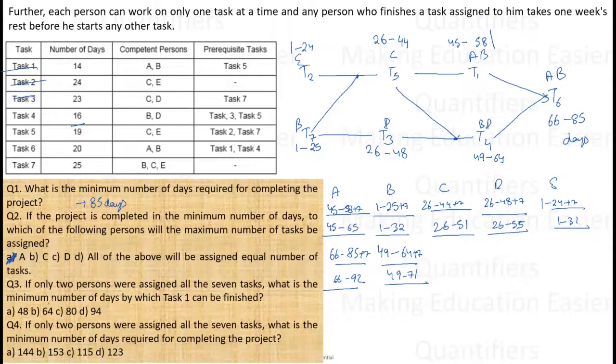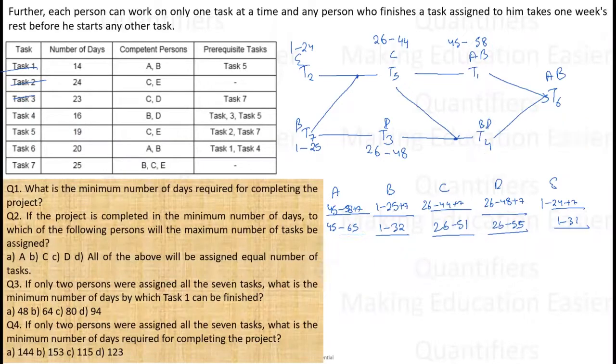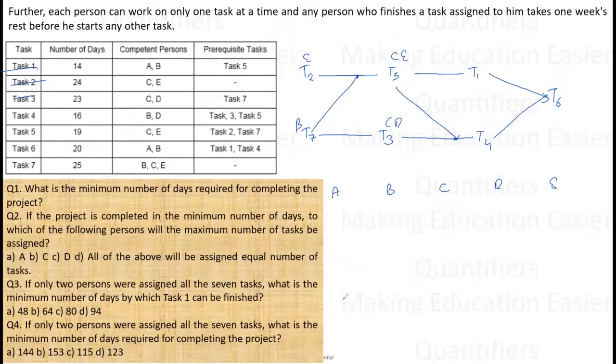Now, the third question: if only 2 persons were assigned the work, now the whole theory has changed. Whatever I have done till now is of no use, because now only 2 persons have to perform all the tasks. Now, since only 2 persons have to perform all the tasks, now I need to identify that which person will be able to do which task, right?